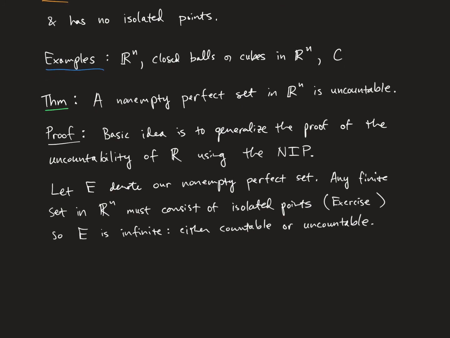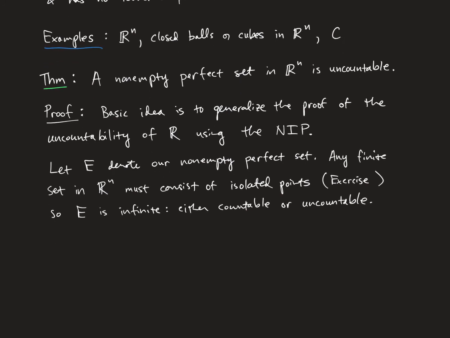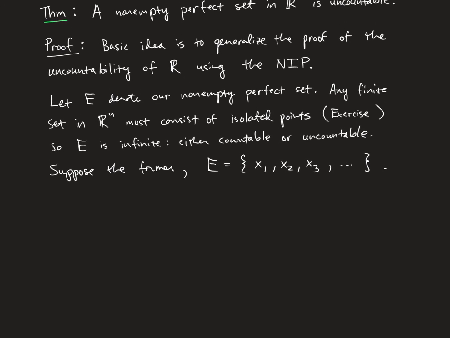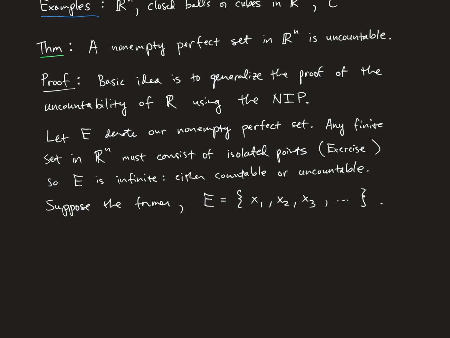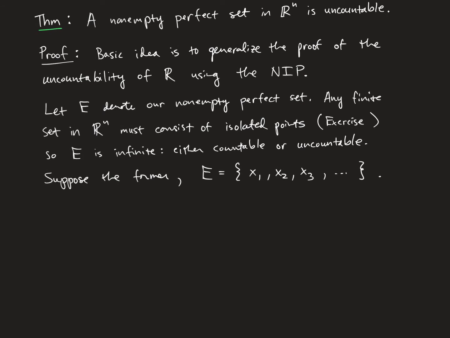Okay, so we'll suppose the latter and we'll get some contradiction. So suppose the former and get some contradiction. So suppose the former, that is, E is x1, x2, x3, etc. Okay, so the strategy of the proof is this, and this is the generalization of the strategy of proving the uncountability of R using the nested interval property. I'm basically recapitulating that strategy to remind you of how we did that.